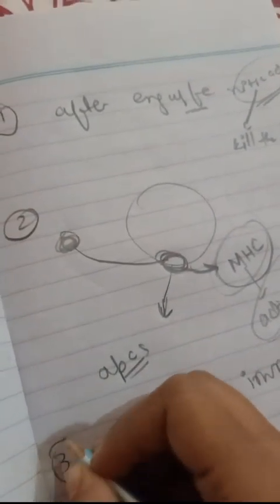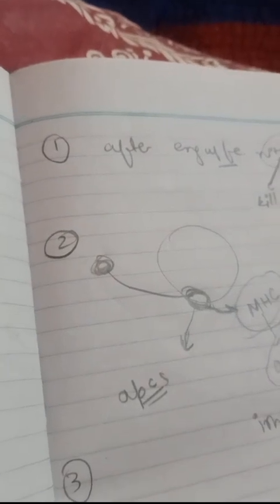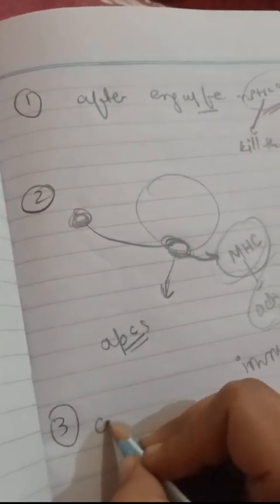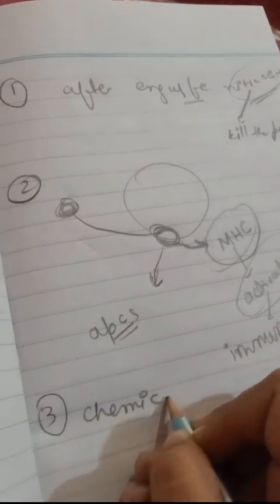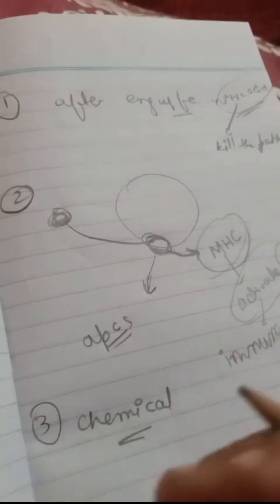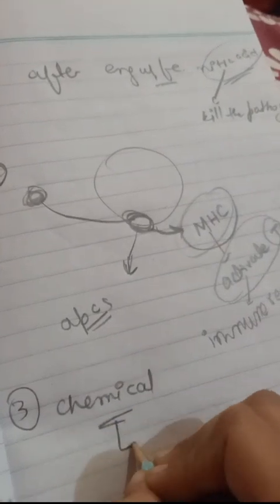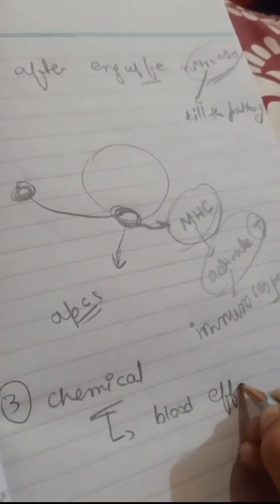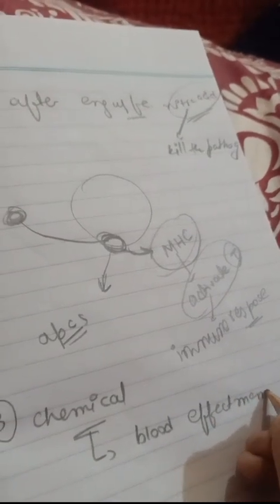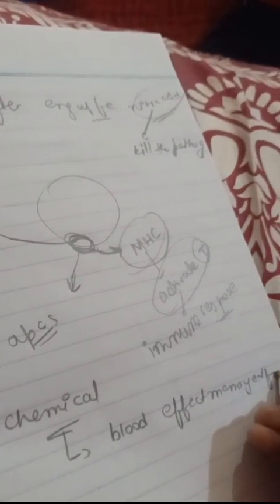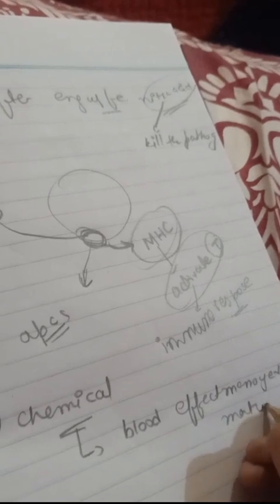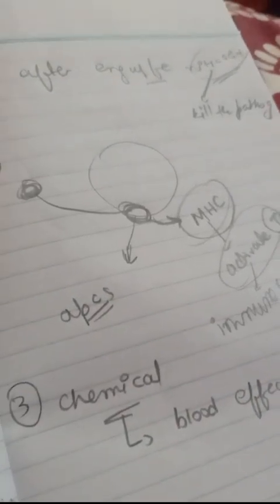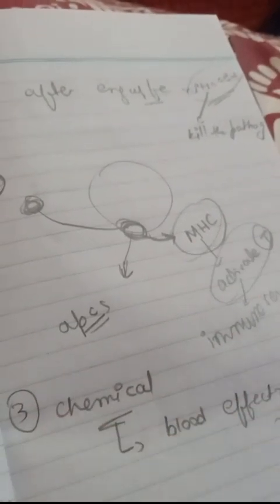And if we talk about the third function, they basically release a chemical, whose name is not written in our book. They release this chemical, which goes through the blood and affects the monocytes for maturation. And again the monocytes divide into macrophages and dendritic cells. So these processes work again and again.